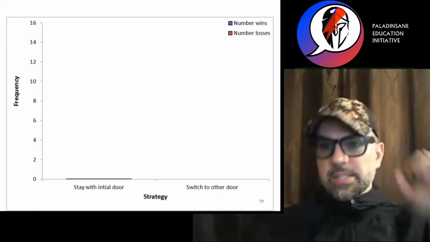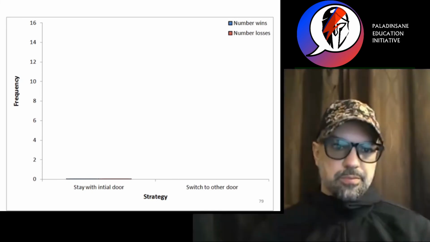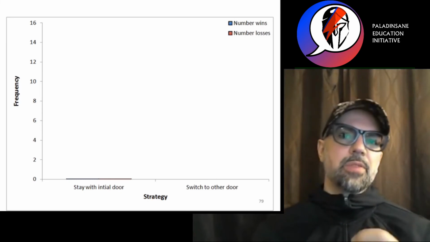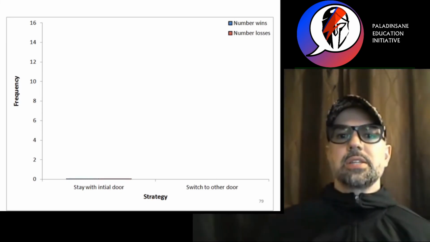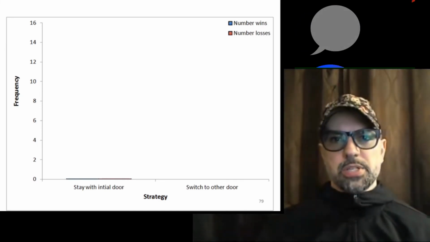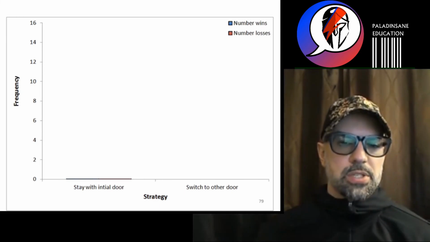And then on the y-axis, we have the frequency with which those two choices occurred. And you can see there in the legend that the blue bar is the number of times you won with a particular strategy, and the red bar is the number of times you lost with a particular strategy.